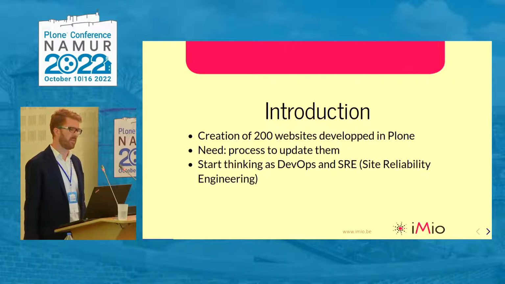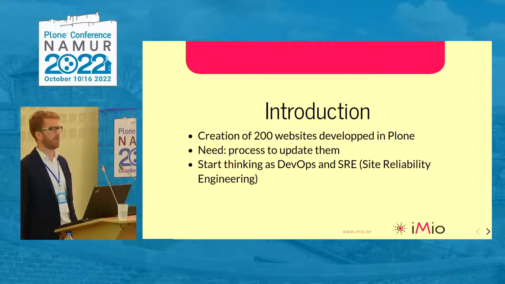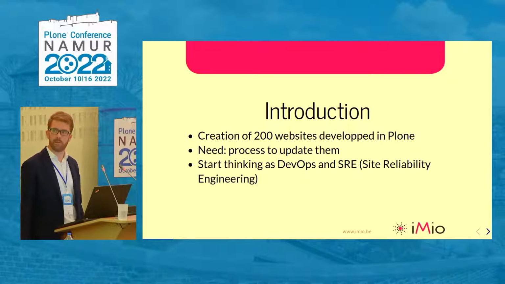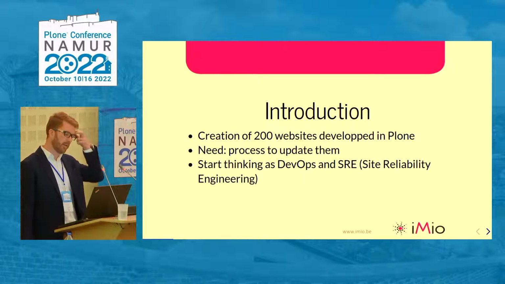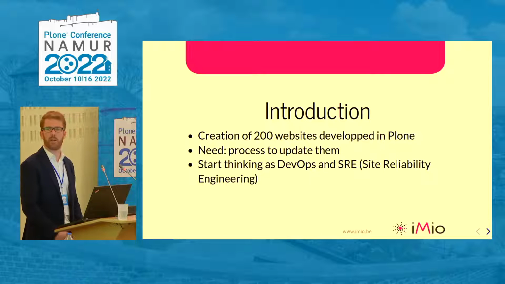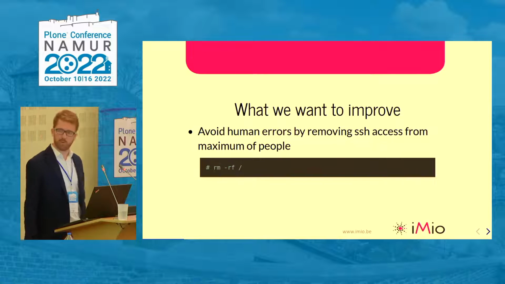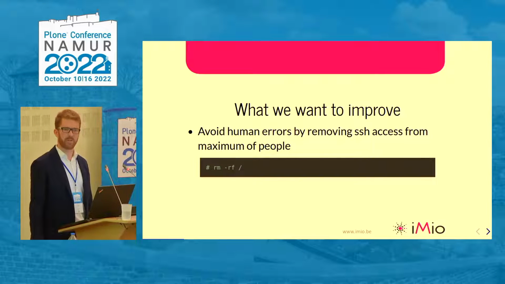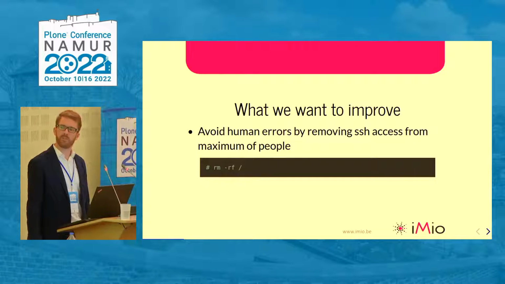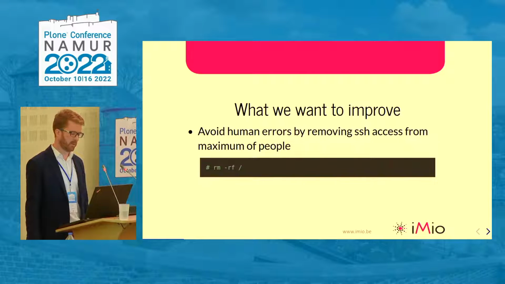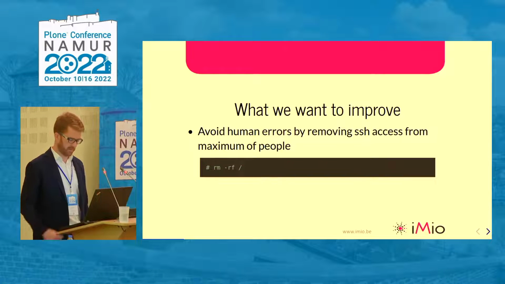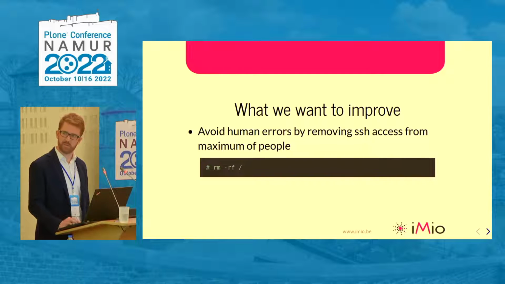So we decided to create a process to update them all, and we started thinking as a DevOps enterprise and as a DevOps process. We also want to avoid human errors. I think everybody here knows some dev who made a mistake on a production server, like rm -rf /, which just deletes all your system information on Linux.